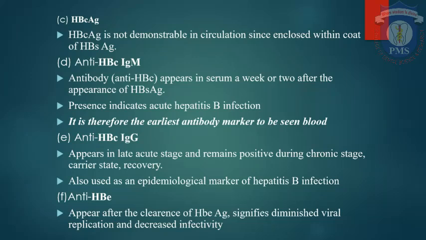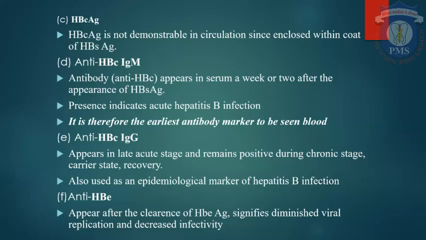Next, we discussed the antibody markers. First antibody marker discussed is anti-HBc IgM. Anti-HBc IgM appears in serum a week or two after the appearance of HBs antigen. Its presence indicates acute hepatitis B infection. These are the earliest antibody markers to be seen in blood. Next is anti-HBc IgG. It appears in late acute stage and remains positive during chronic stage, carrier state, and recovery state. These are used as an epidemiological marker of hepatitis B infection.